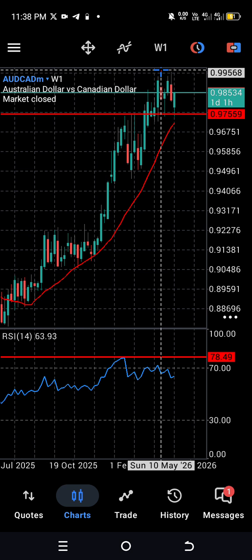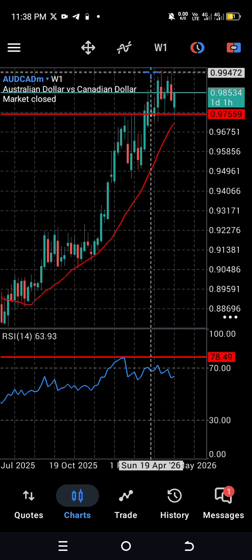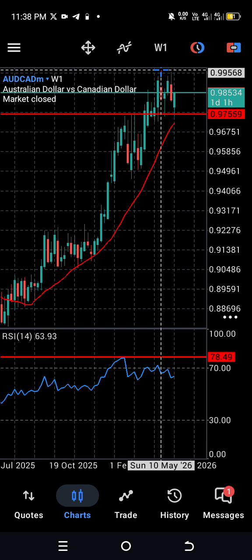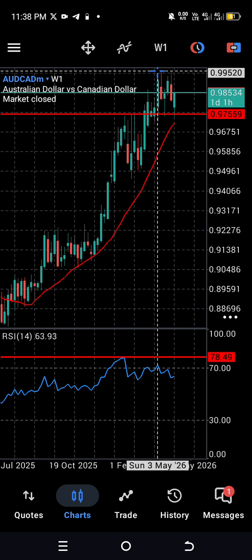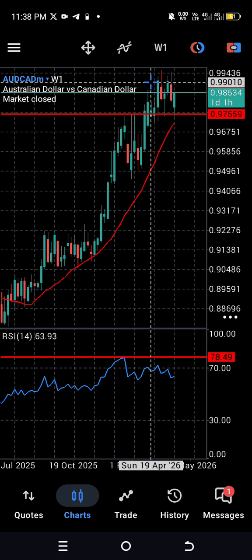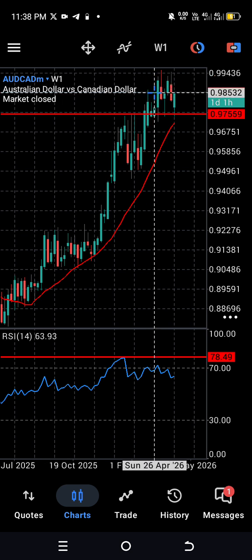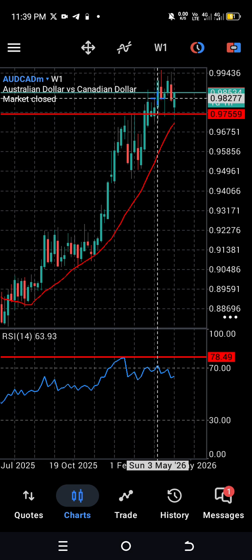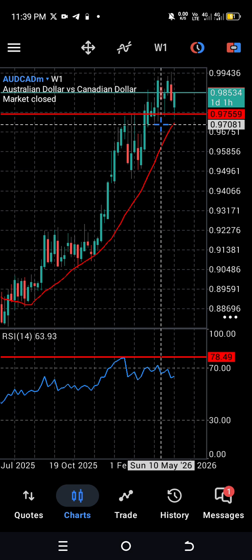And look at what happened here. This candle, which is May 10, 2026, closed as a bearish candle on a weekly time frame. From there, having closed like this, we can now place a sell order, targeting our TP. The take profit level will be this moving average, the simple moving average 20.